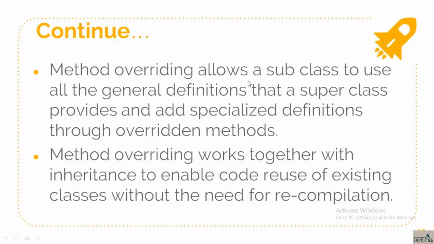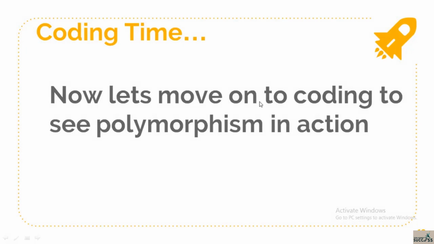Now method overriding allows a subclass to use all the general definitions that a superclass provides and add specialized definitions through overridden methods. Method overriding works together with inheritance to enable code reuse of existing classes without the need for recompilation. So now let's move on to coding to see polymorphism in action.